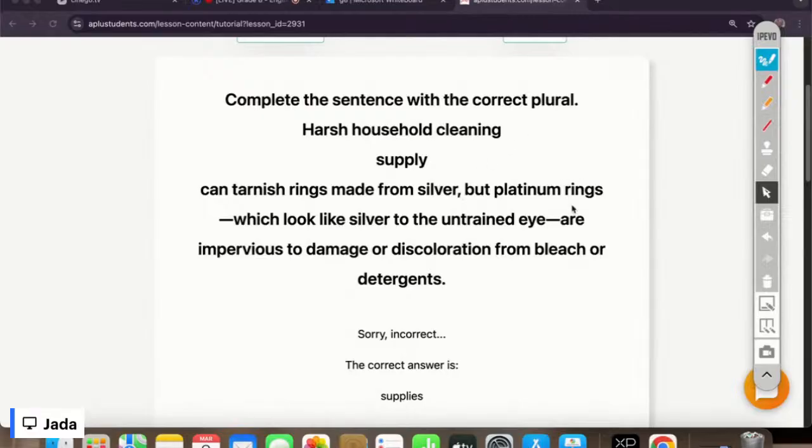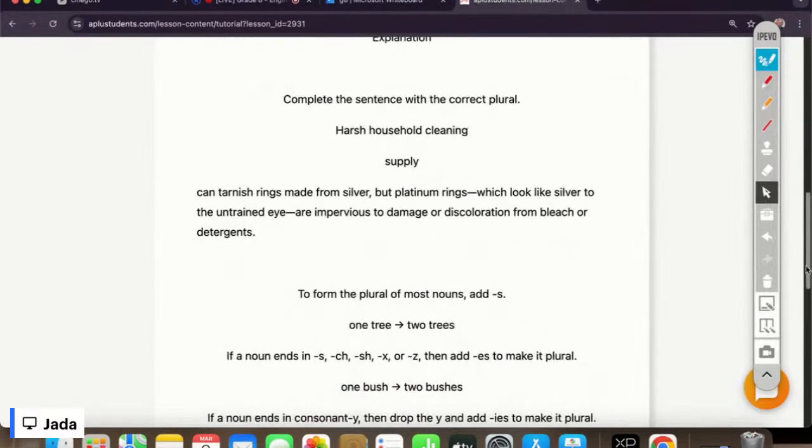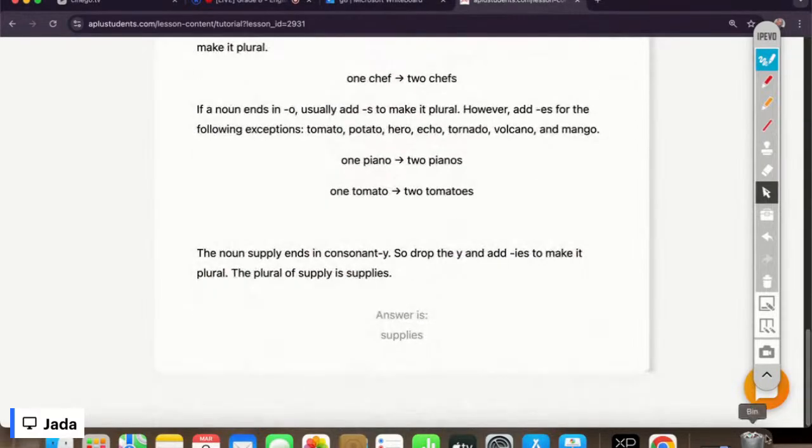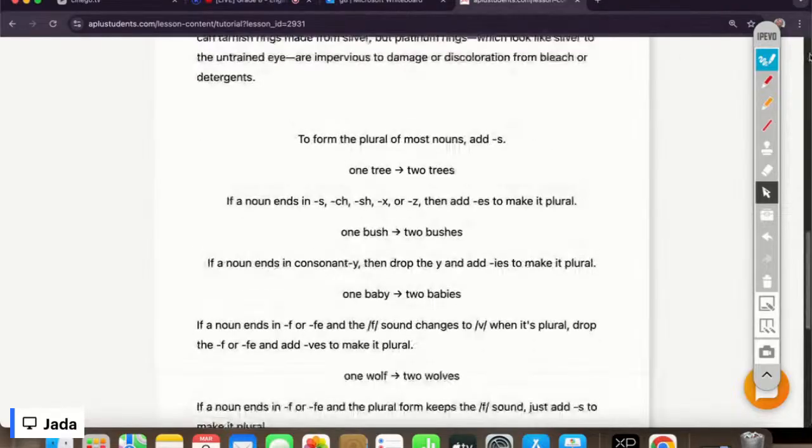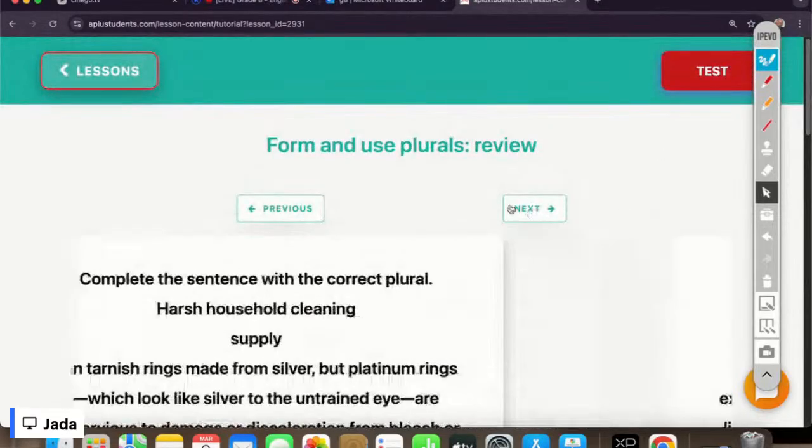So household cleaning supplies can tarnish rings made from silver, but platinum rings, which look like silver to the untrained eye, are impervious to damage or discoloration from bleach or detergent. So complete the sentence with the correct plural. So we have what here? Supplies. Okay, we change the y to ies. Okay.